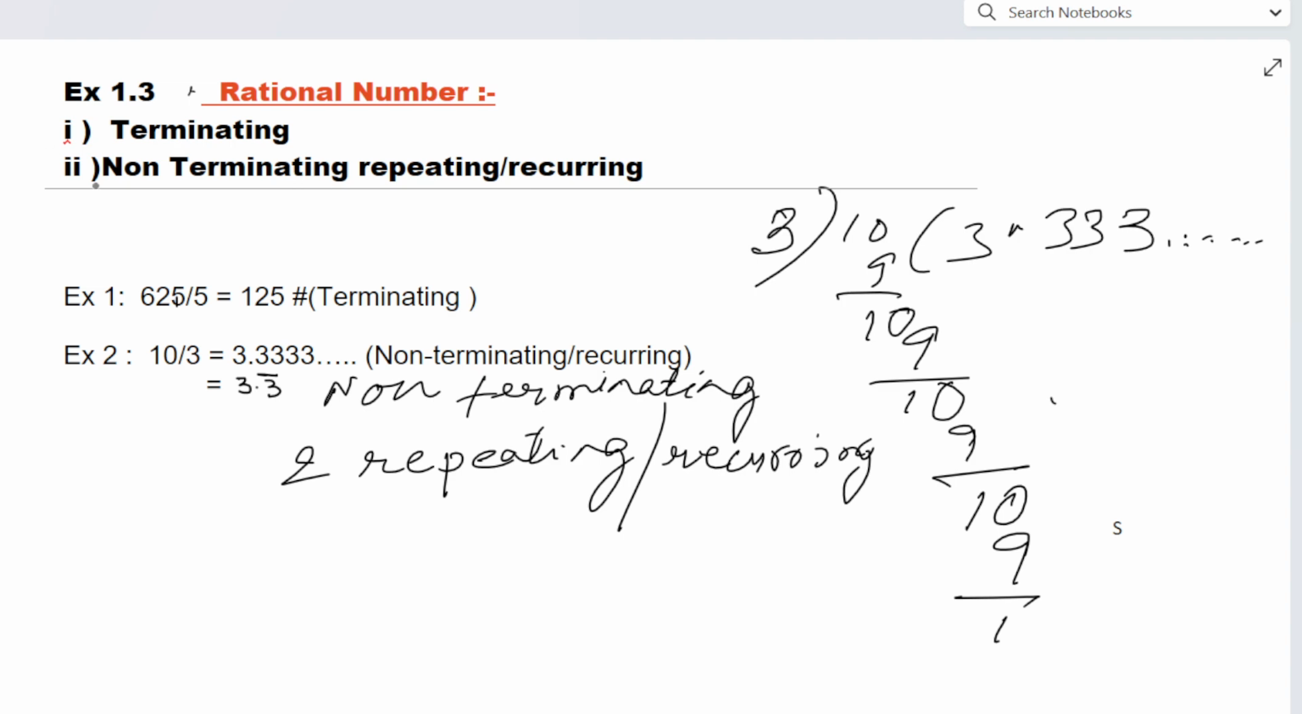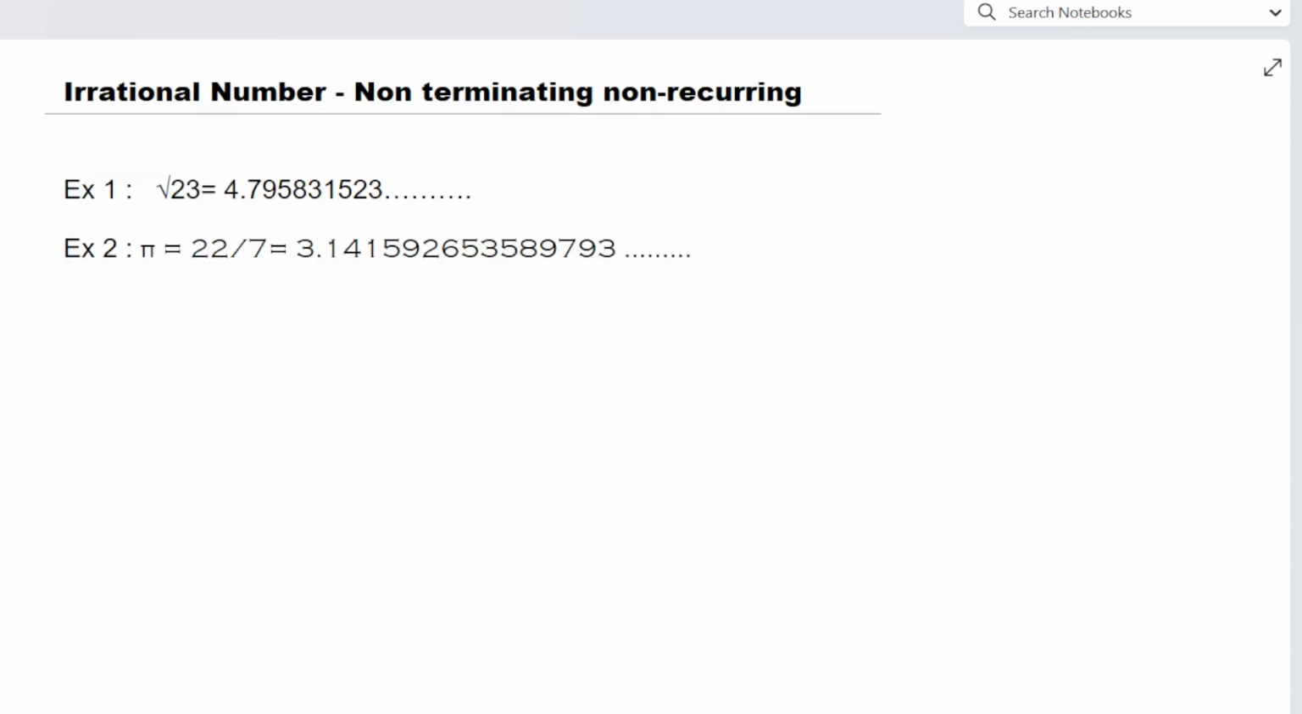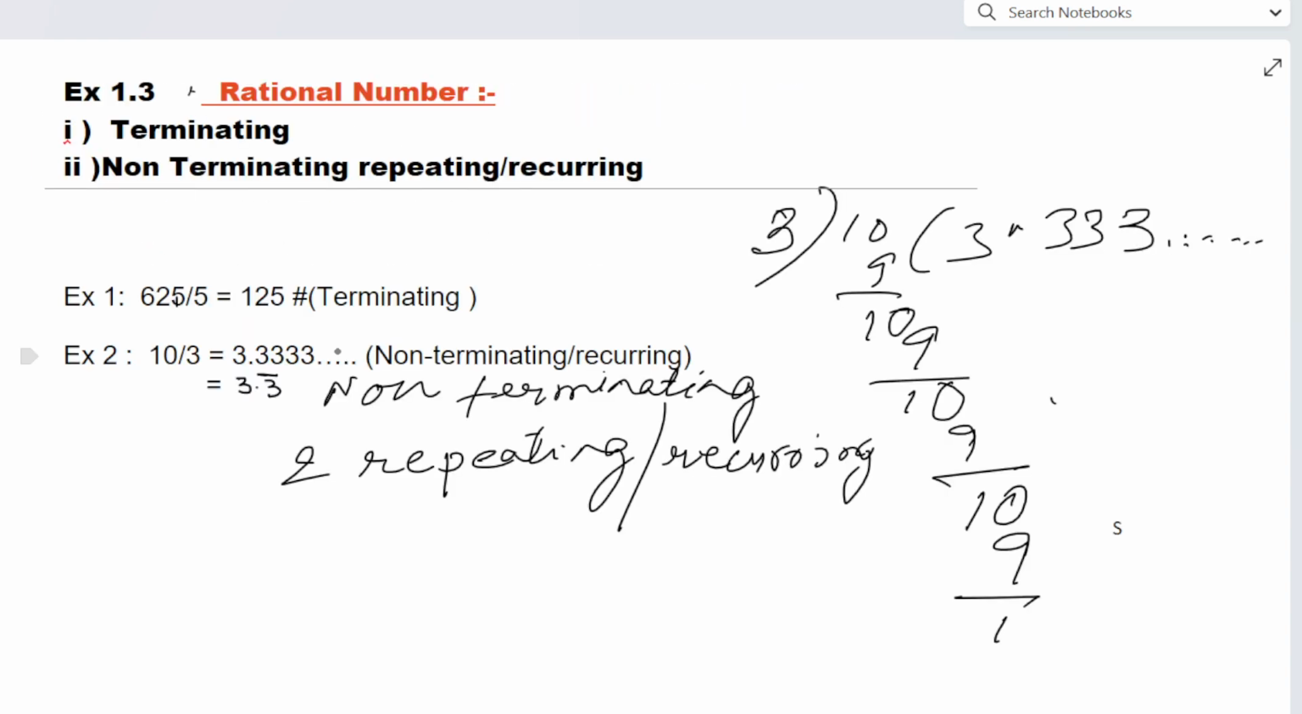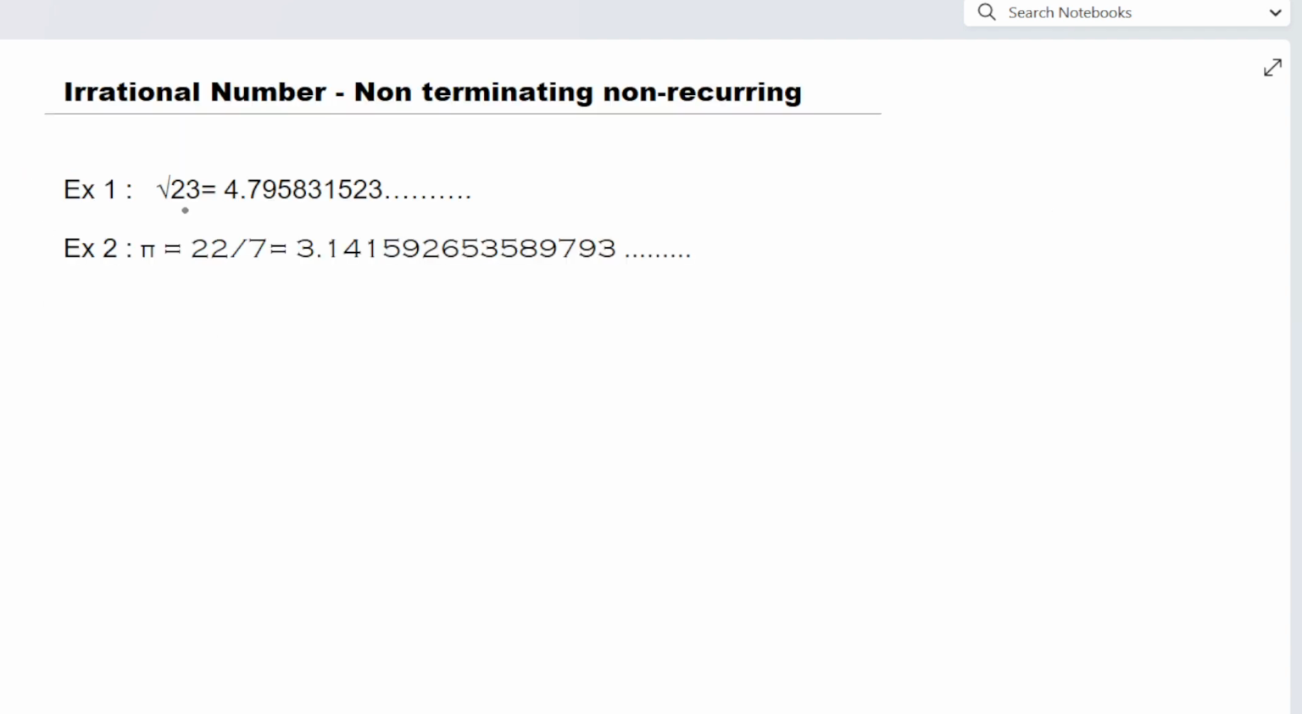We have seen the example. This is terminating, this is non-terminating. I hope you understand. So that was rational number. Let us also see the irrational number. What is the difference between them in decimal form? In decimal form, I am getting terminating, this is stopping, and here non-terminating, but it is repeating. The number is repeating after the decimal point. What about irrational number?